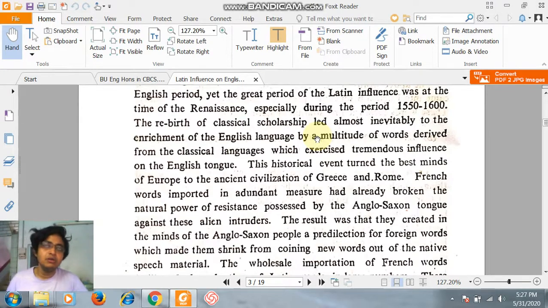But later on, these manuscripts got dispersed throughout the entire Europe after the fall of the Roman Empire in 1393 in the hands of the Turks. The fall of Constantinople actually dispersed these manuscripts across the entire Europe, and after then, the rebirth of the classical scholarship occurred, which led almost inevitably to the enrichment of the English language by a multitude of words derived from the classical languages, which exercised tremendous influence on the English tongue.